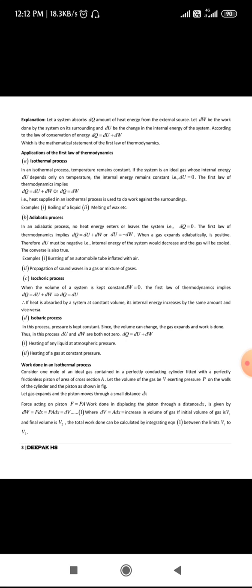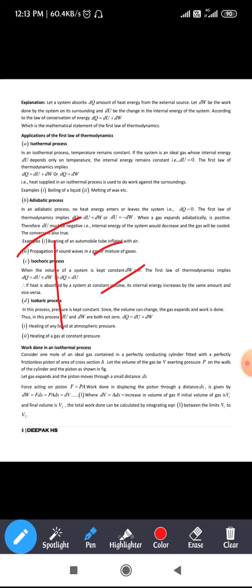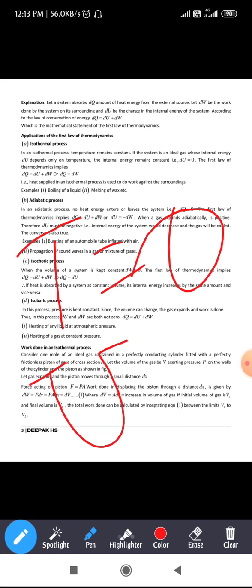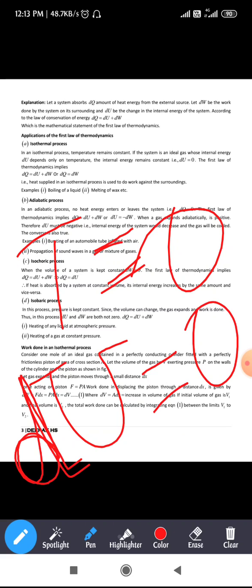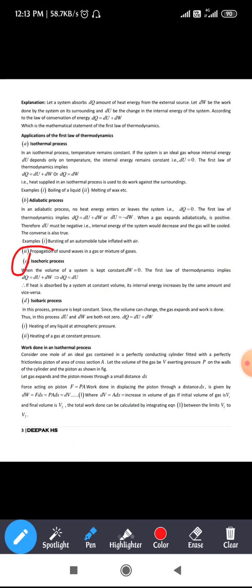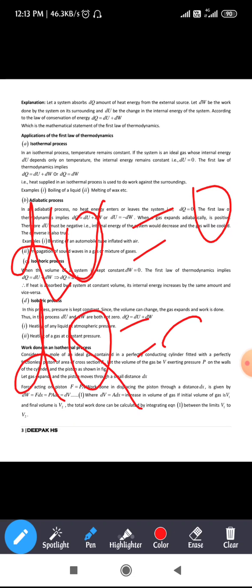In an isothermal process, the temperature of the system remains constant. So if dT is equal to 0, what happens? As you know, U is the internal energy, and internal energy is completely dependent upon the temperature, right? So if dT is equal to 0, there is no change in internal energy. Hence dU, the change in internal energy, is equal to 0. According to the first law of thermodynamics, if dU is equal to 0, you can write dq is equal to dw.